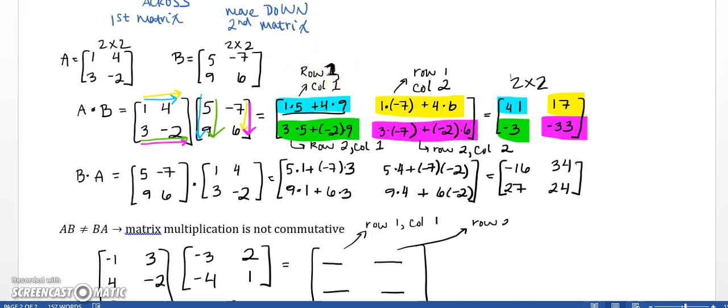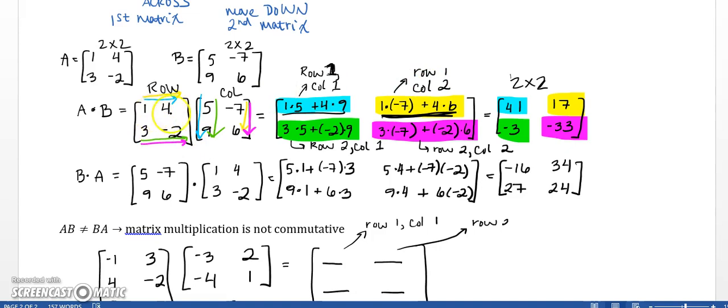That's a 1, believe it or not. Column 1. So I do 1 times 5 plus 4 times 9 to get this element. This element is in row 1 still, but it's in column 2. So my first matrix gives me my row information. My second matrix gives me my column information.